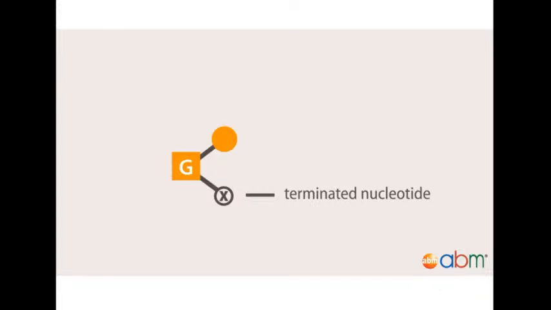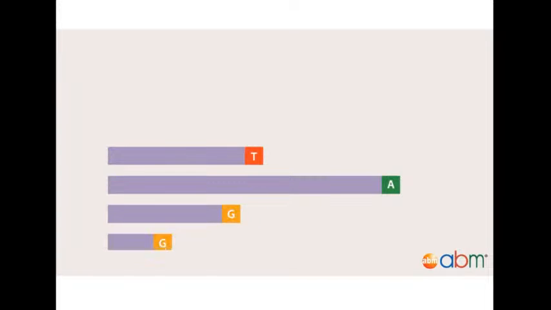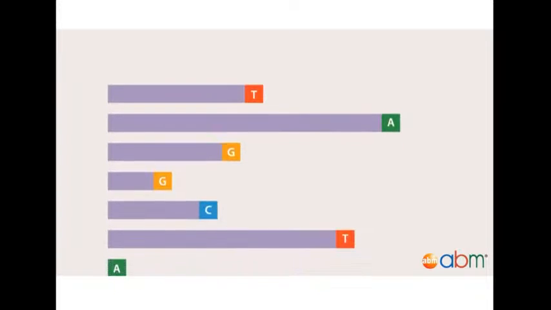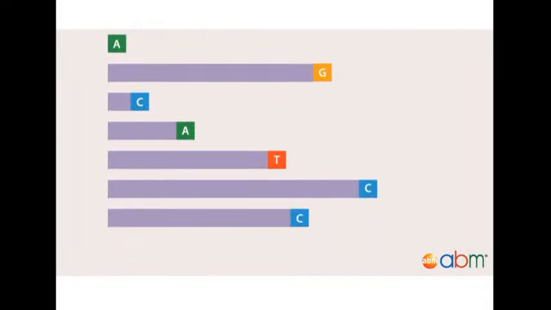in the DNA molecule. And two, each dideoxynucleotide has a unique fluorescent dye attached to it, allowing for automatic detection of the DNA sequence. As a result, many copies of different length DNA fragments are generated in each reaction, terminated at all of the nucleotide positions of the template molecule by one of the dideoxynucleotides.